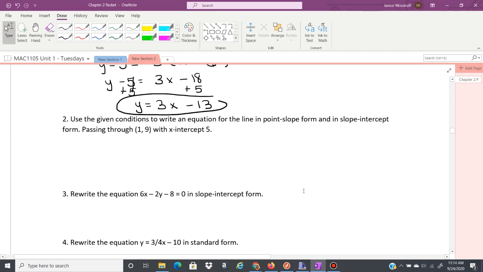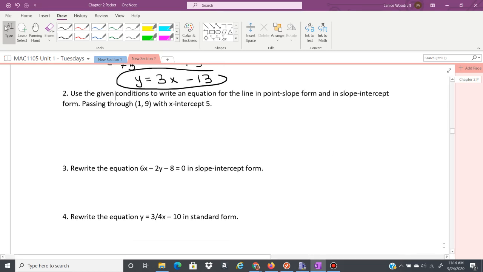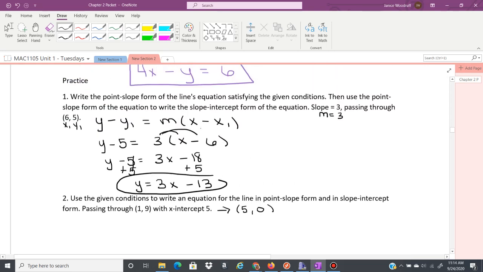All right, number 2, we want to write an equation in point slope form and in slope intercept form. So I'm passing through the point (1, 9) with an x-intercept of 5. What I'm actually given here is 2 points, because I'm given an x-intercept, which is actually the point (5, 0). With 2 points on a line, I can find the slope. So that's what I'm going to want to do first.